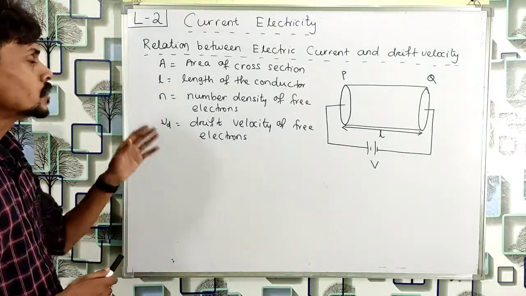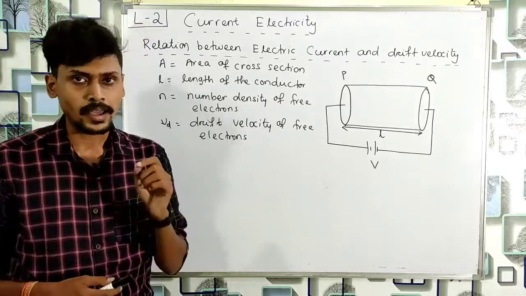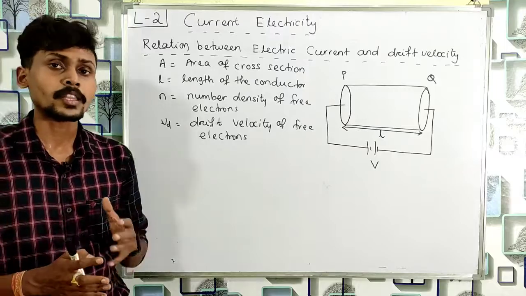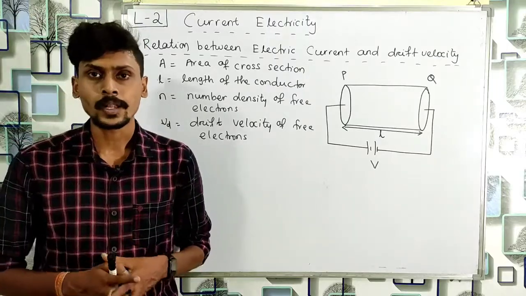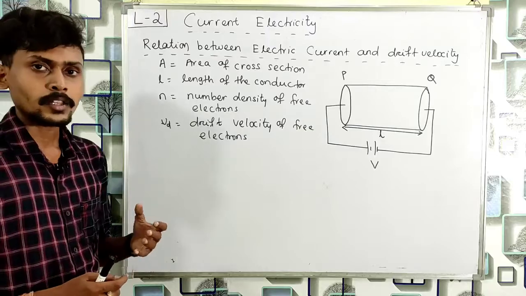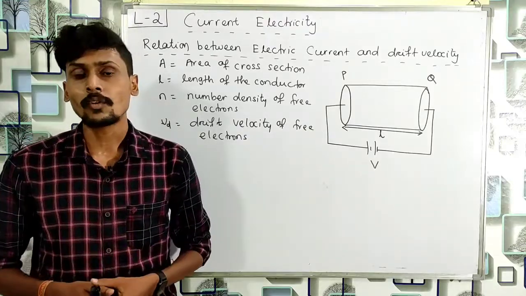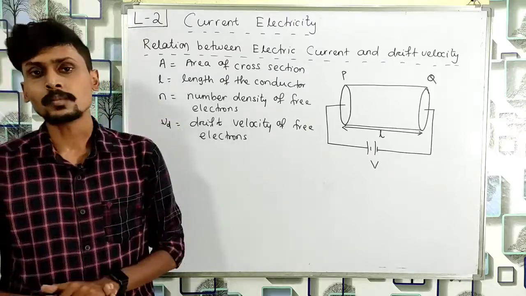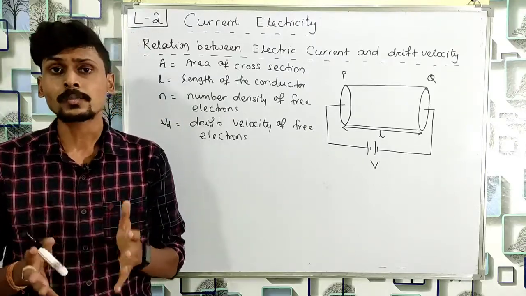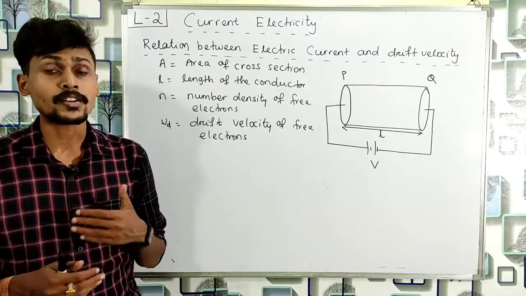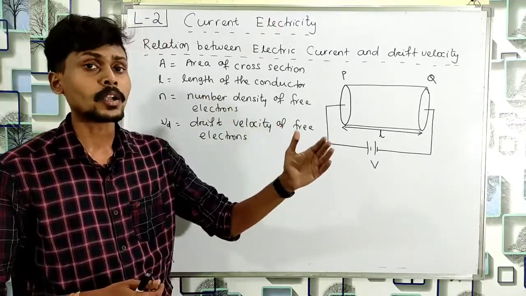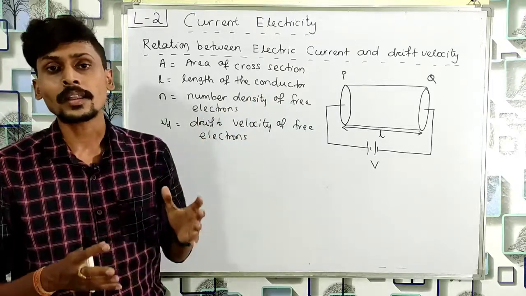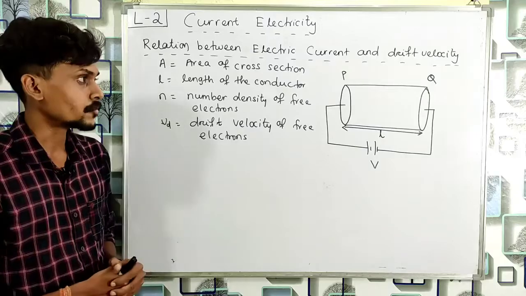The topic name is the relation between electric current I and the drift velocity Vd. Basically we will derive an equation which will relate I and Vd. We know that electric current through a conductor means the rate of flow of charge through any cross section of the conductor. And the drift velocity means the average velocity with which the free electrons drift from the lower potential to higher potential region inside a conductor under the influence of the applied electric field or the applied potential difference.